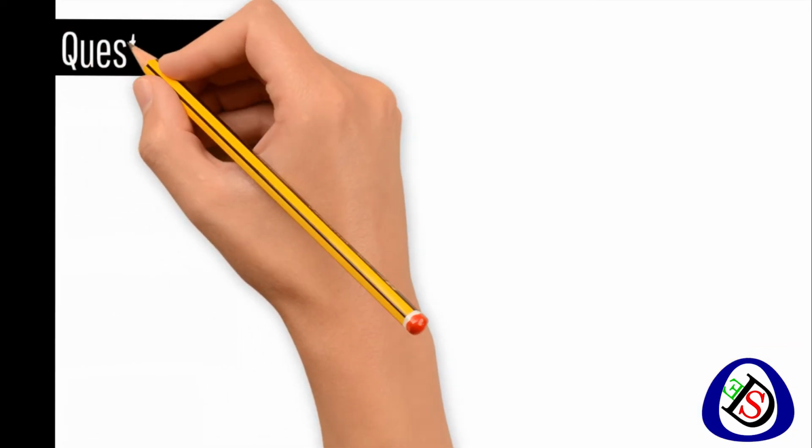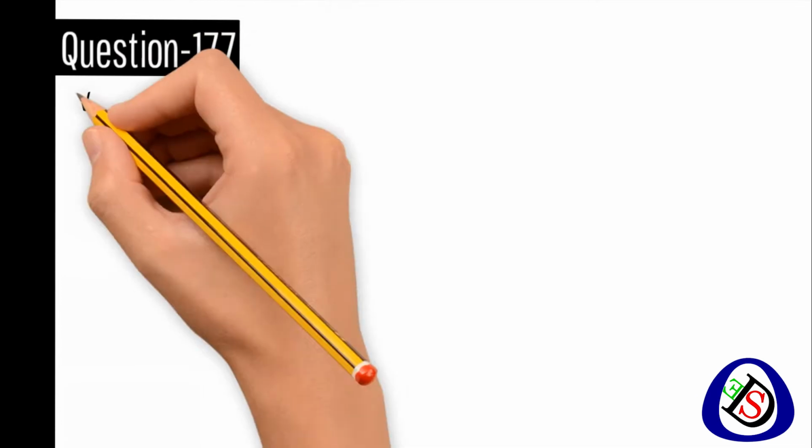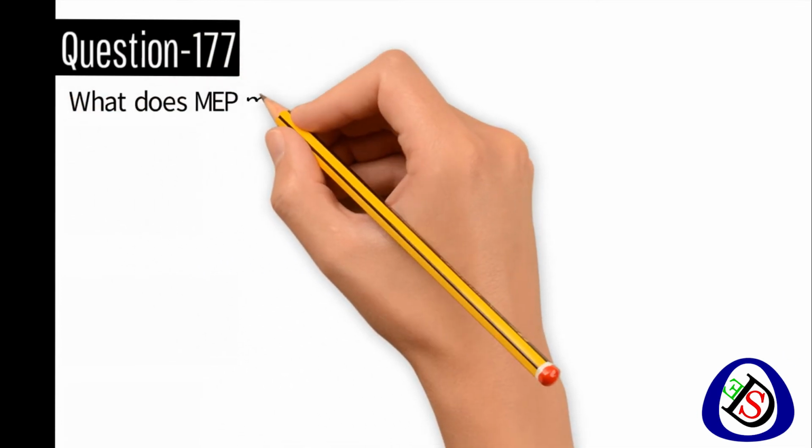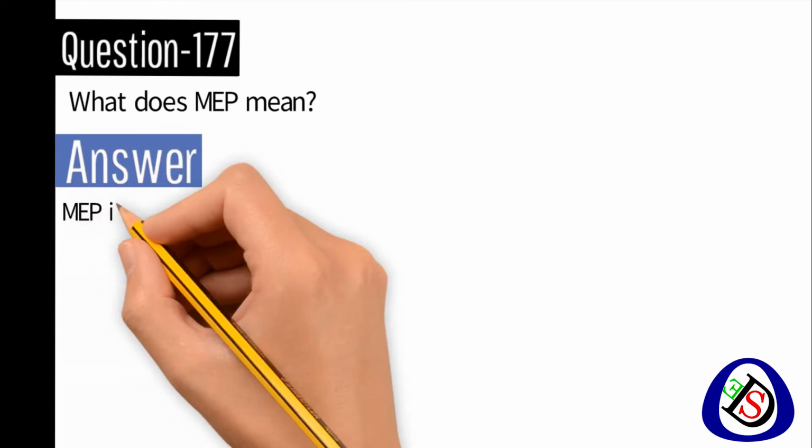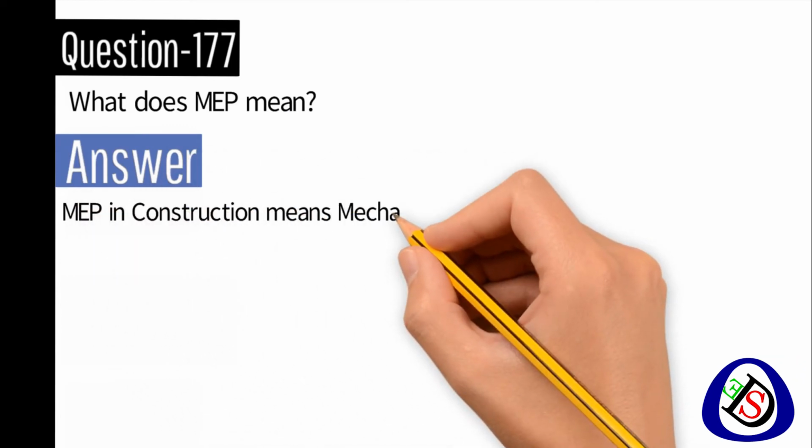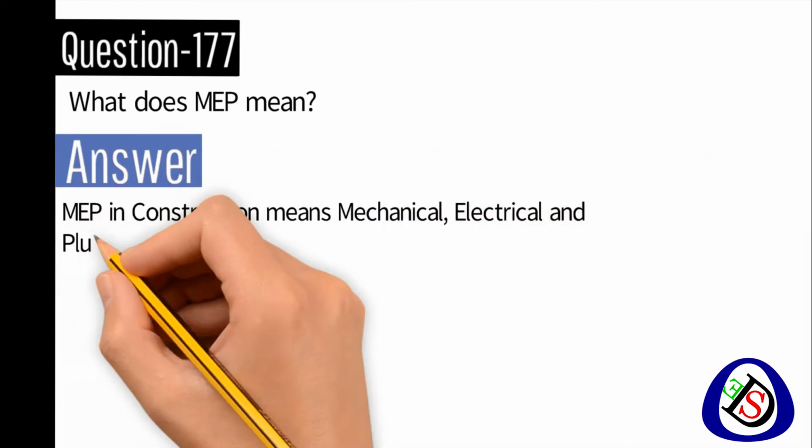Question number 177. What does MEP mean? Answer. MEP in construction means mechanical, electrical and plumbing works.